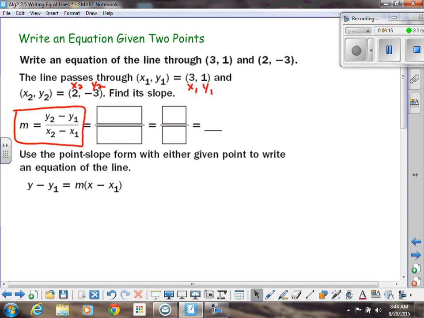So when I plug those in, here's my formula, y2 is negative 3, and then I have to subtract my y1, which is 1. And then x2 is positive 2, and I have to subtract the x1, which is 3. So now that I have those plugged into the formula, we're going to simplify. Negative 3 minus 1 is negative 4, and then 2 minus 3 is negative 1. And you always want to reduce, so negative 4 divided by negative 1 is going to give me a positive 4. So we had to do all of that so we know what our m is.